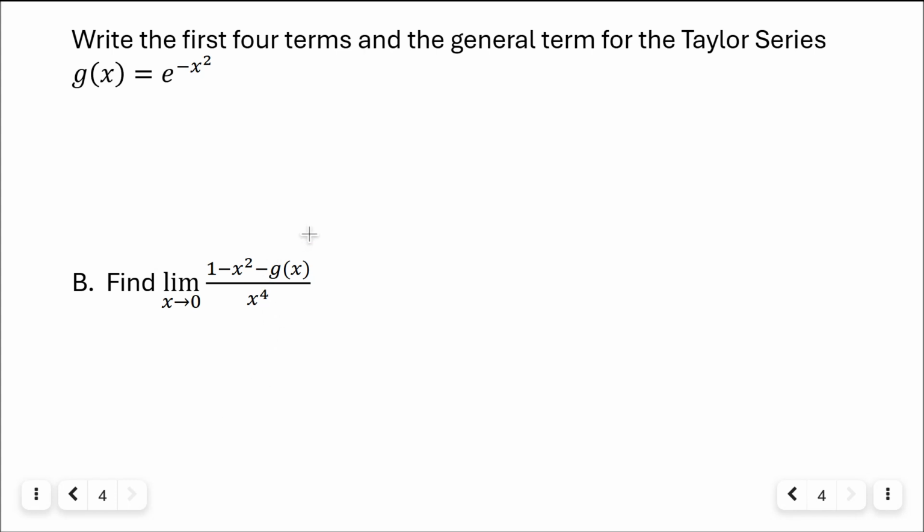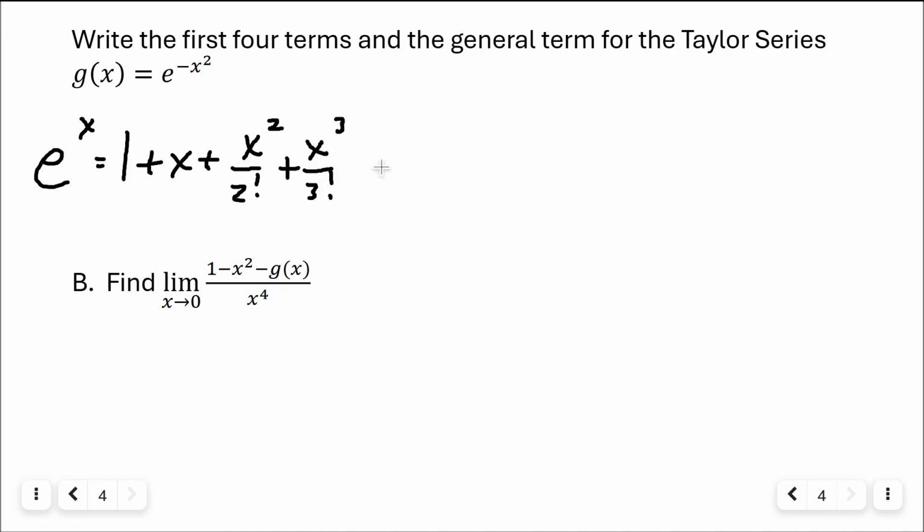All right, finally, let's write the first 4 terms and the general term for the Taylor series g of x equals e to the negative x squared. So again, e to the x is 1 plus x plus x squared over 2 factorial plus x cubed over 3 factorial. Again, you got to know these off the top of your head. The general term is x to the n over n factorial. So for e to the negative x squared, I've replaced x with negative x squared.